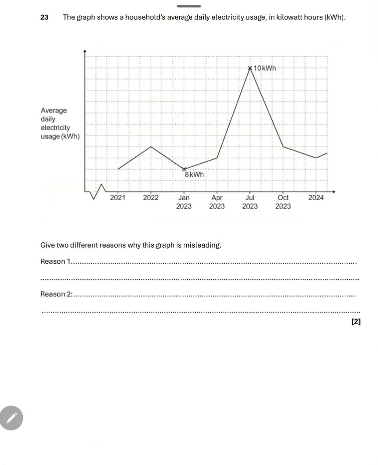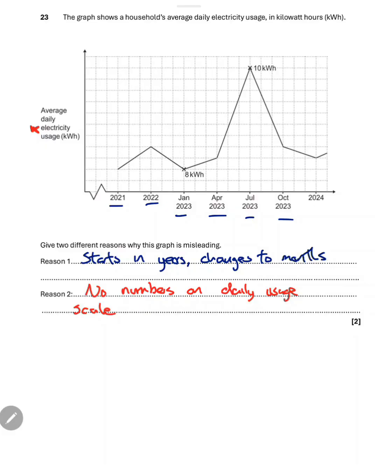Question 23, we've got something called a time series graph. So we've got time on the bottom and then kind of a usage of electricity up the side. And all we're asked to do is explain why this graph is dodgy. Well, I think the first reason, if you always just check your scales and what you're going up in, we start in years and then we go in months. So let's just write that. So that's the first reason it's dodgy. And then if we look at this scale, there's no numbers. So another reason there. So it's a pretty naff graph, to be fair.